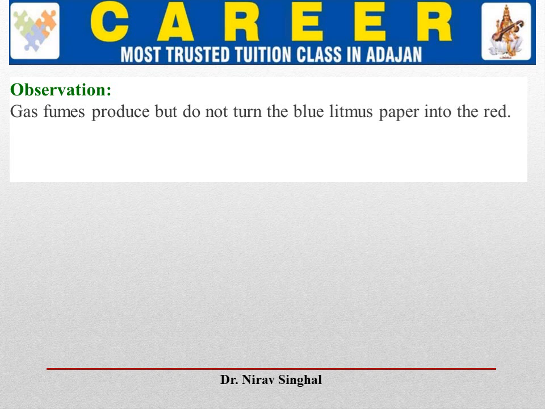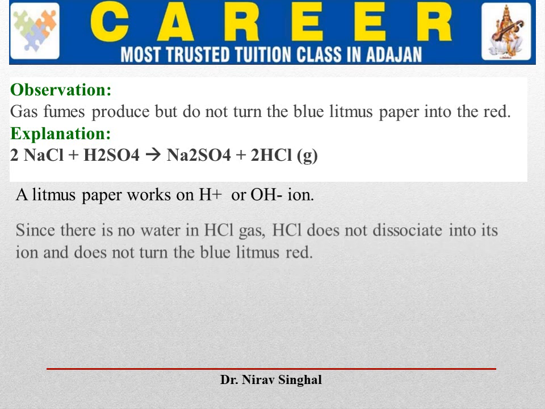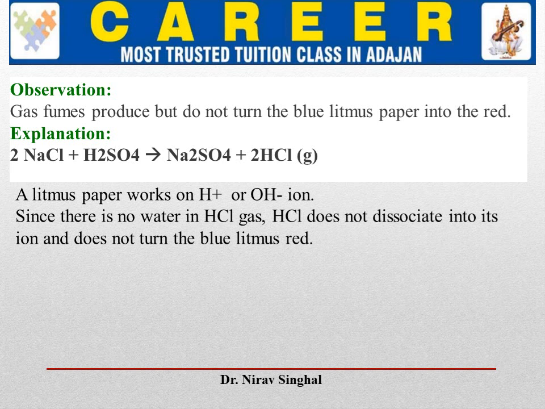Observation: the gas fumes are produced but do not turn blue litmus paper red. Explanation: whenever 2 moles of NaCl come in contact with sulfuric acid, it gives sodium sulfate plus 2 moles of HCl gas. Litmus paper works only on H plus or OH minus ions, H plus from an acid and OH minus ions from a base. Since there is no water in HCl gas, HCl does not dissociate into H plus ions, and due to that it is not able to turn dry blue litmus paper red.